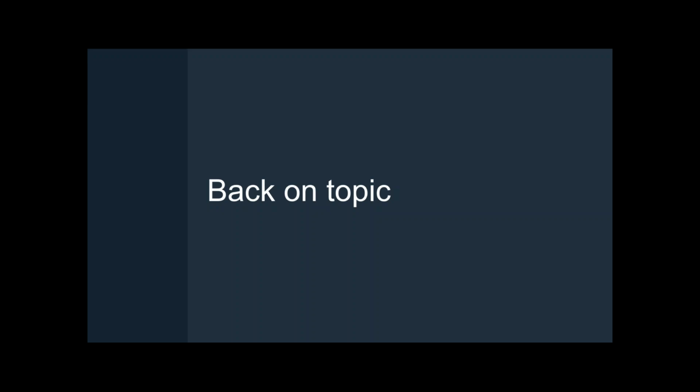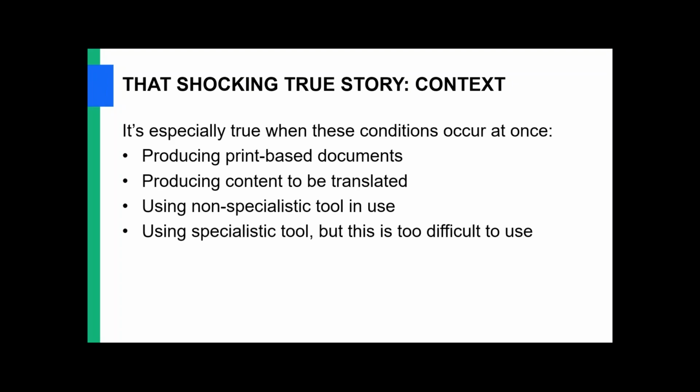Okay, so let's go back to that shocking true story I told you about at the beginning. I told you that for every 5 minutes spent on content, a tech writer spends another 5 minutes on useless stuff. Why useless? Because some operations can be automated. In those 5 minutes, the tech writer is not giving that added value he should give, he could give. But that sentence needs some context. So here I list the most frequent causes.